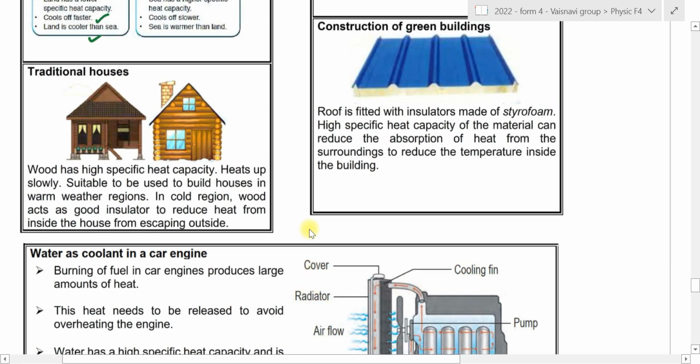Traditional house. Kita dah tahu kan tadi, wood has a very high specific heat capacity. Heat up slowly, suitable to be used to build house in the warm weather region. In cold region, wood act as a good insulator to reduce heat from the inside the house from escaping outside. Okay, apa yang dia maksudkan? Kat Asia je, dia banyak rumah tu dia bina daripada batu.